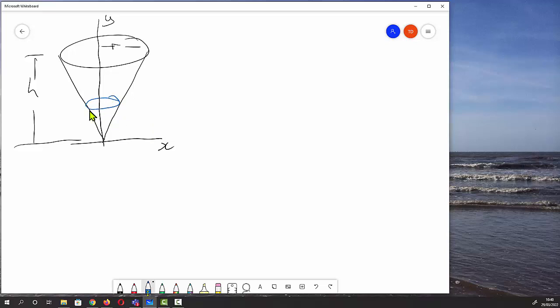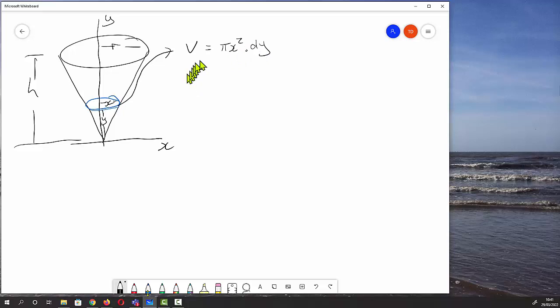So what I'm going to do is take a skinny little bit of water and find the volume of that. The volume of that skinny bit of water is the area, which is pi x squared, times the slight bit of change in y, which is dy. Let's be clear what I'm saying: the volume of that little slice of water is given by that equation. So it's pi x squared, which is the area, times the height of it, which is dy.